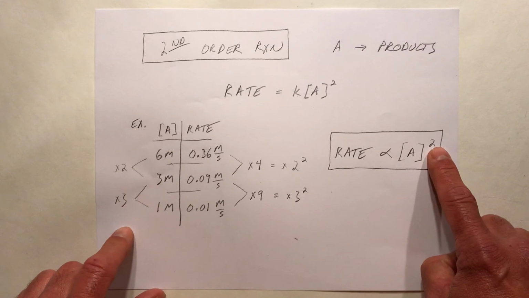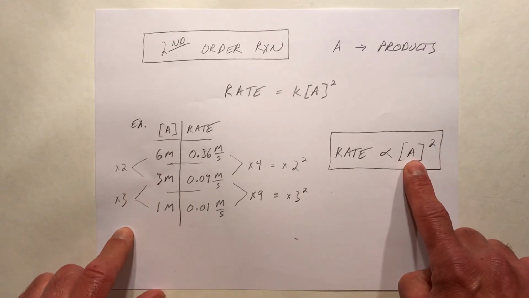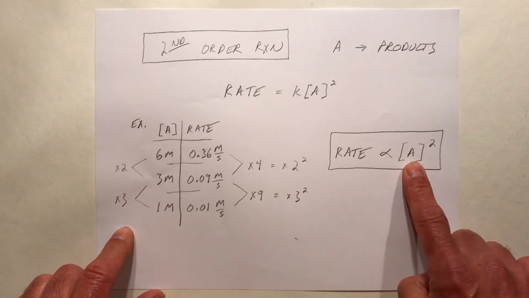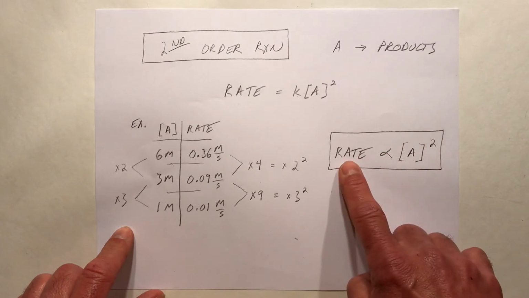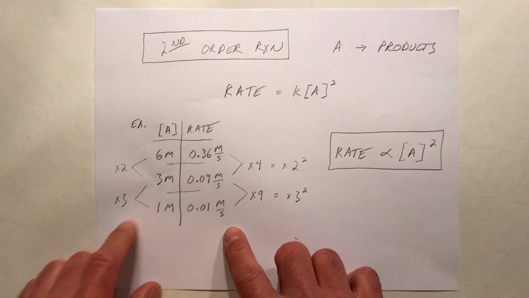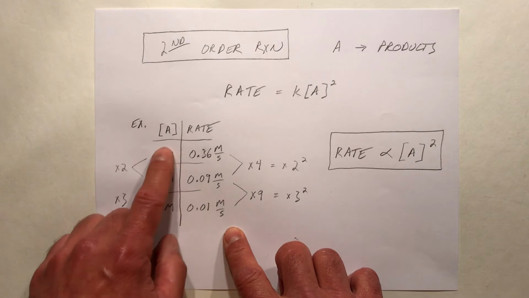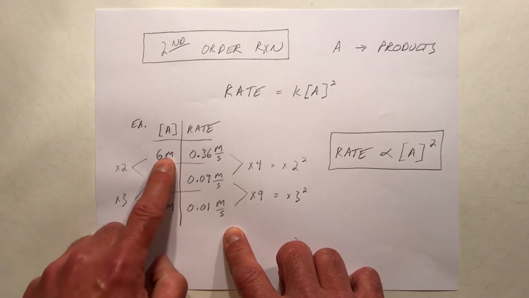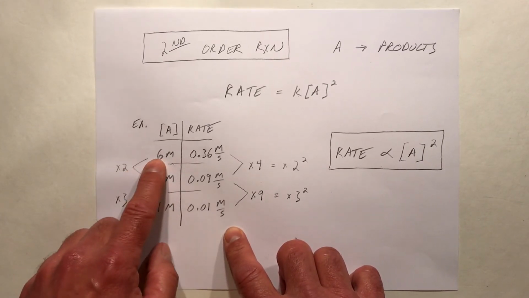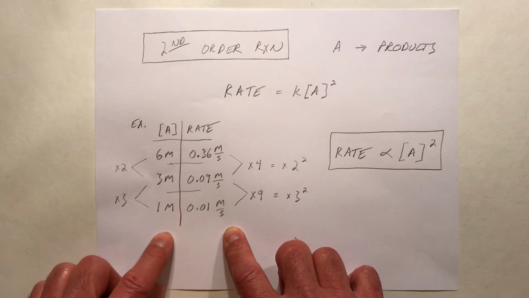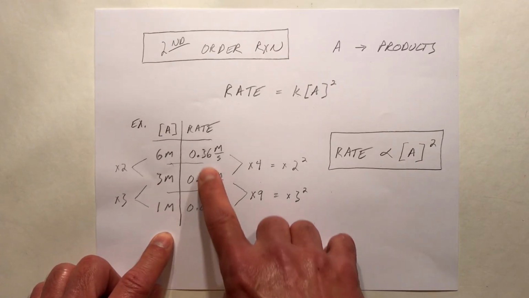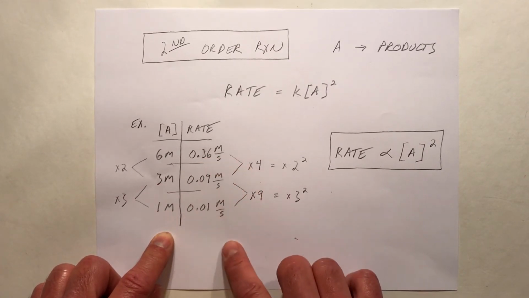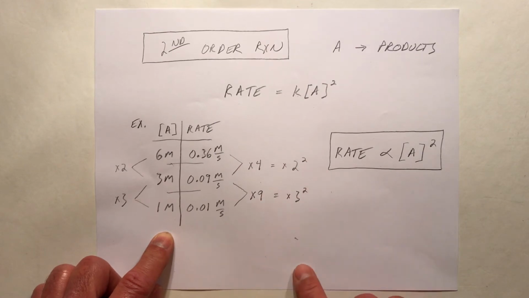That's what that square is telling us there. Change the concentration by a certain factor, you have to square that factor, and that's how it will affect the rate. So let's take a look at our next 2 data points. We go from 3 molar to 6 molar. Well, that's a factor of 2 increase. So the rate would increase from 0.09 to 0.36. Well, that's a factor of 4 increase, or 2 squared.